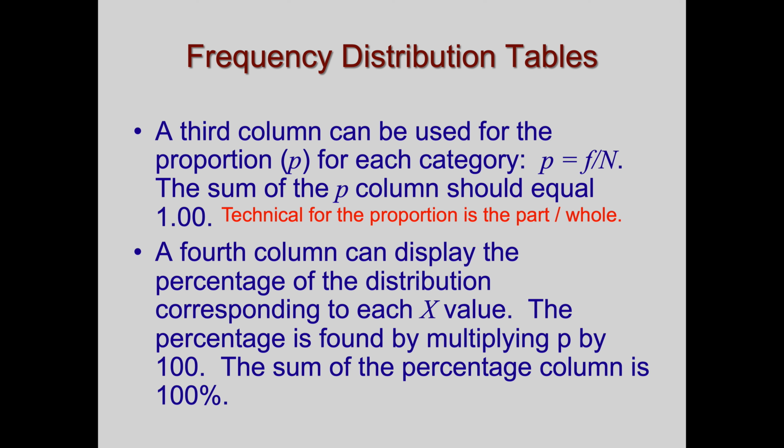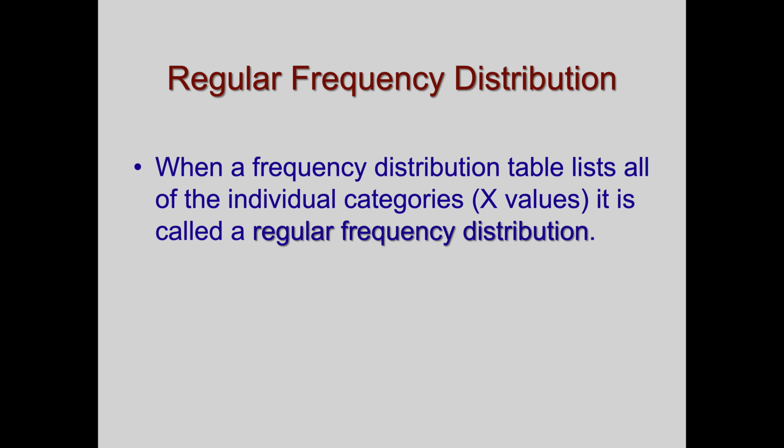You can also add a fourth column if you want, and you could convert that to a percent. Now, here's the fancy math terminology for you. A fourth column can display the percentage of the distribution corresponding to each X value. The percentage is found by multiplying P by 100. The sum of the percentage column should be 100%. All they're doing is converting a fraction to a percent. It's like saying, I've got 7 out of 100, that's 7%, or 1 out of 4, that's 25%. That's all the technical talk is doing, okay? So don't be intimidated by it. When a frequency distribution table lists all the individual categories, the X values, it is called a regular frequency distribution.